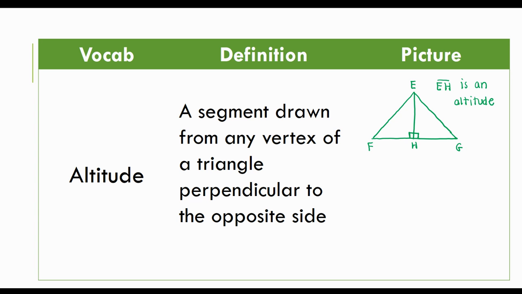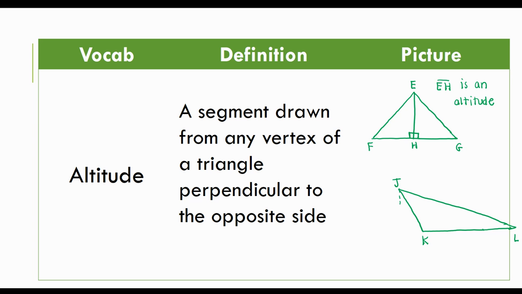Okay, I am going to draw another triangle here. Let's call this triangle JKL. And say I wanted to draw an altitude from the vertex at J. Okay, if I wanted to draw something perpendicular, I can't go from J and actually have it touch the segment KL this time, because then it won't form that nice T.